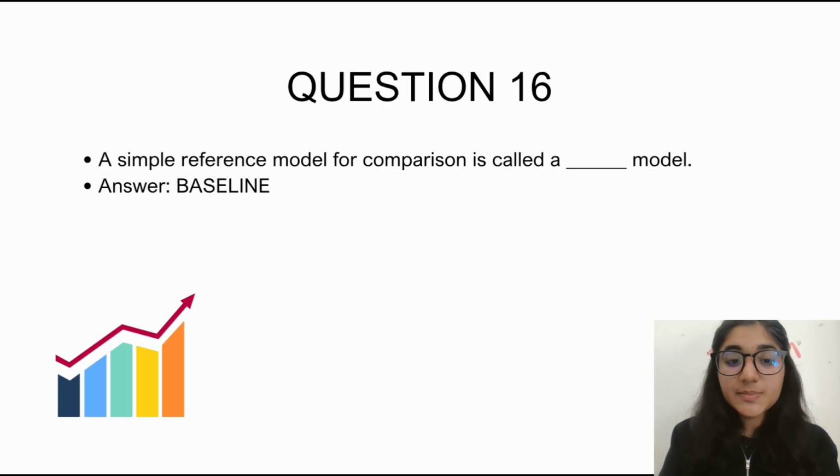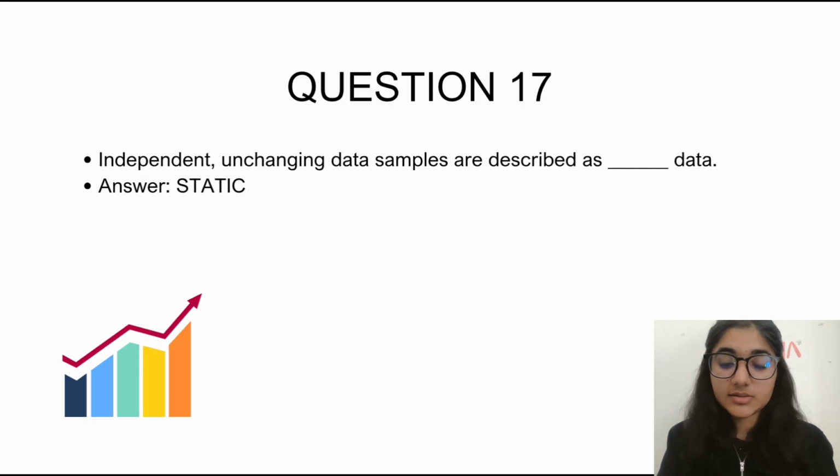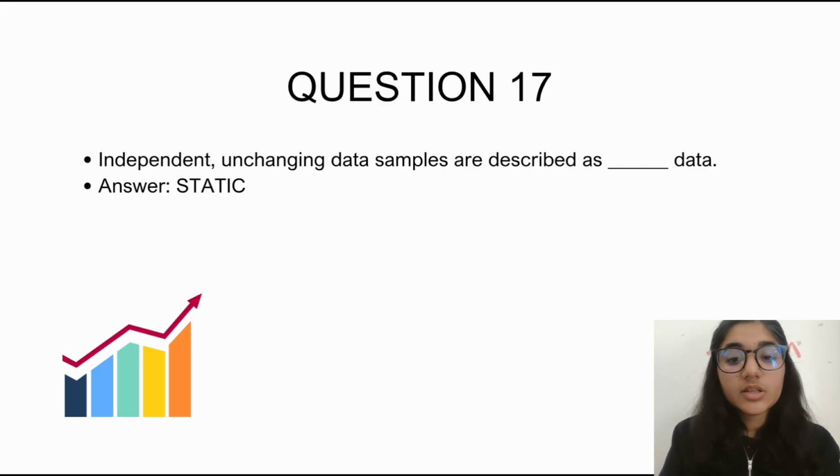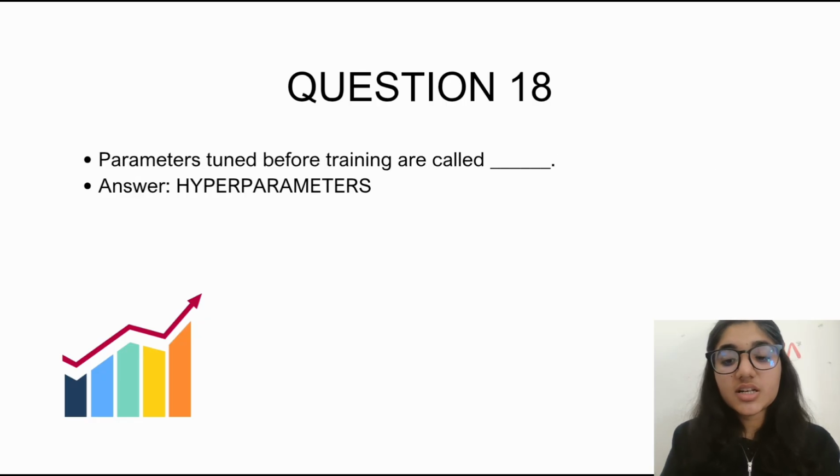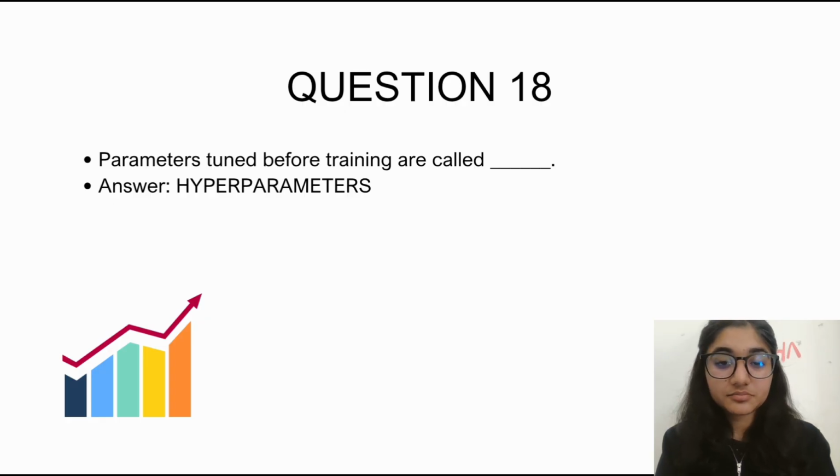The 18th question is, parameters tuned before training are called dash. So the answer is hyperparameters. The 19th question is, comparing two versions statistically to see which performs better is called which testing? So the answer is A/B testing.